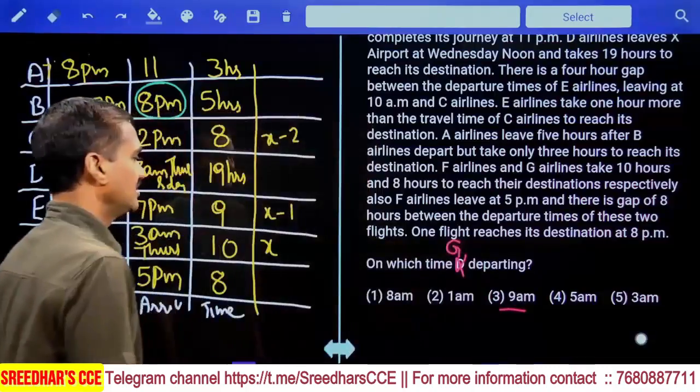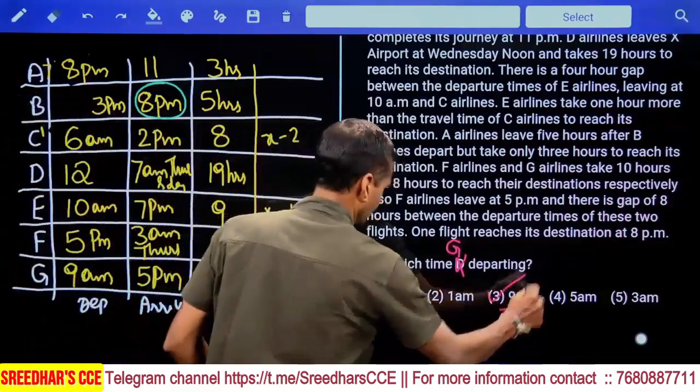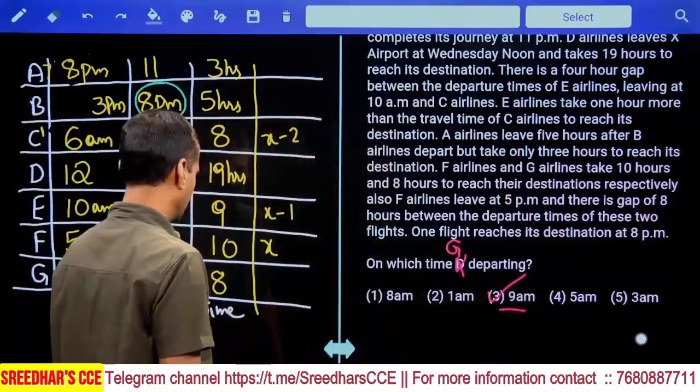On which time G departing? G departs at what time? 9 a.m. 9 a.m., that is choice 3 is the answer. Now it is matching with the choice as well.